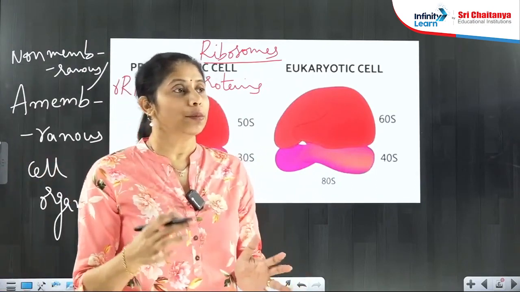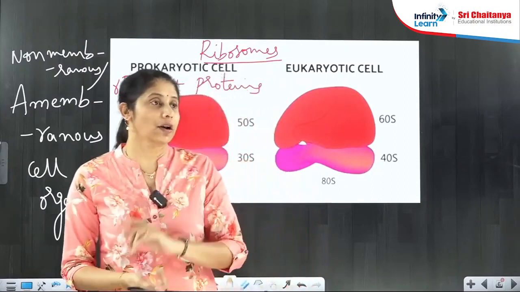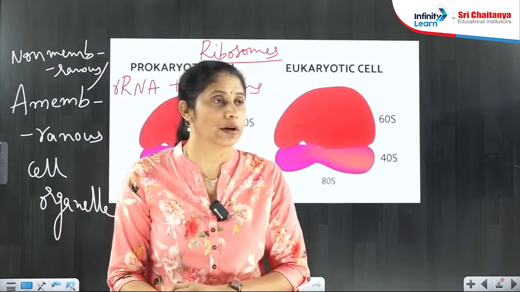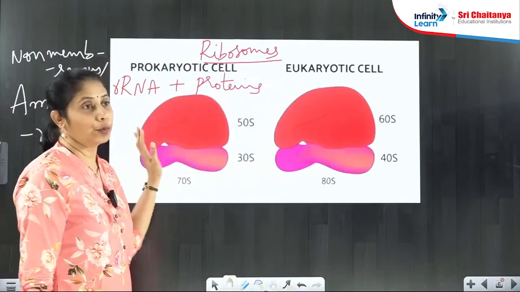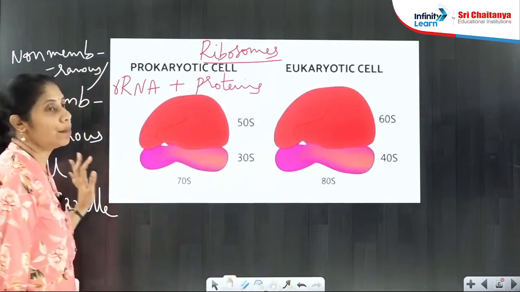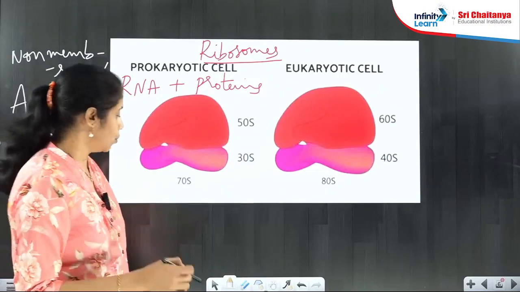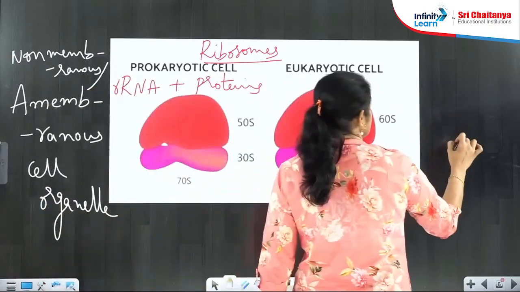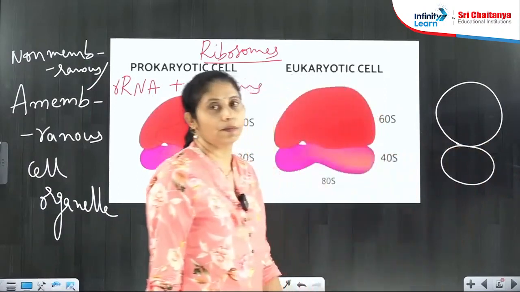This is present in both prokaryotes and eukaryotes. In the first class, I showed you that the only cell organelles present in prokaryotes are ribosomes, right? So these are present in both prokaryotes and eukaryotes because they don't have any membrane around them. Any ribosome will look somewhat like this, with a larger subunit and a smaller subunit.